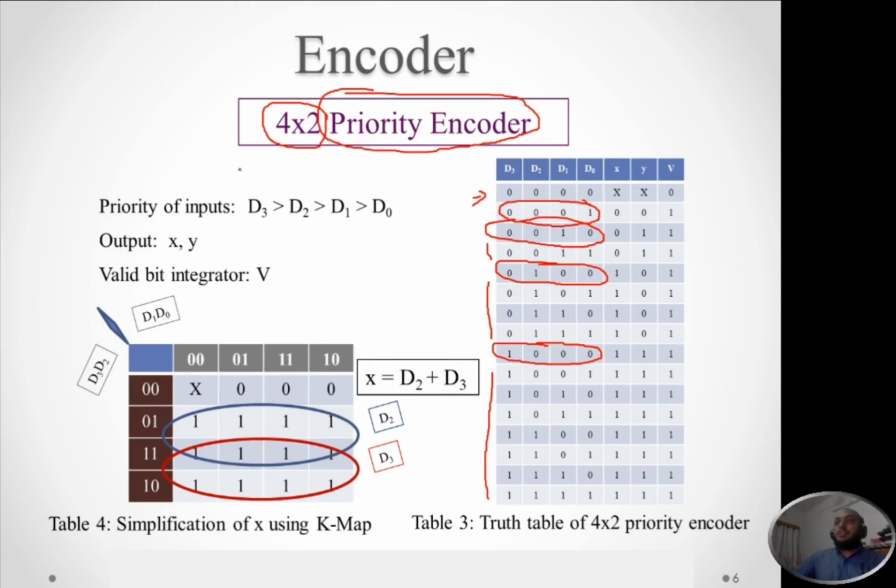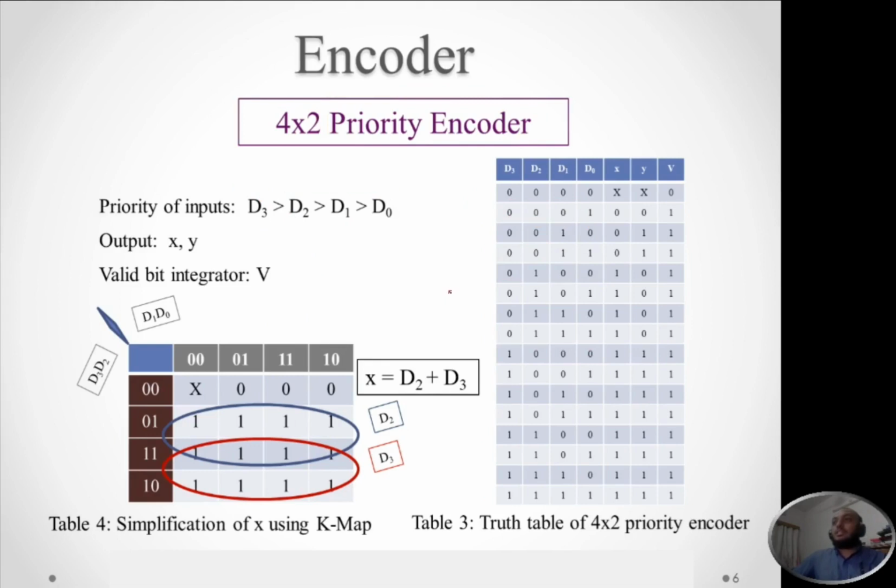In this example, we are setting the priorities of the inputs like this: D3 greater than D2 greater than D1 greater than D0. What does that mean? That means that if D3 is present, whatever the other inputs are, we will set the output as a particular pattern. In this example, we have set the pattern as 1 1, but if you want, you can also set the pattern as 1 0, 0 1 or 0 0.